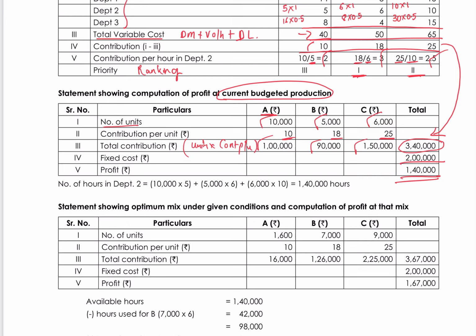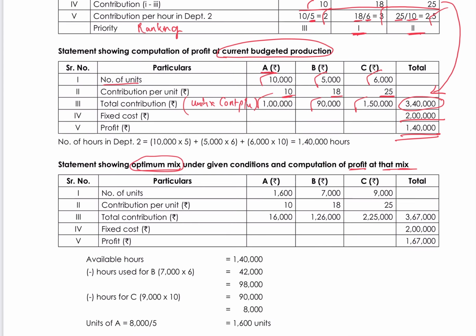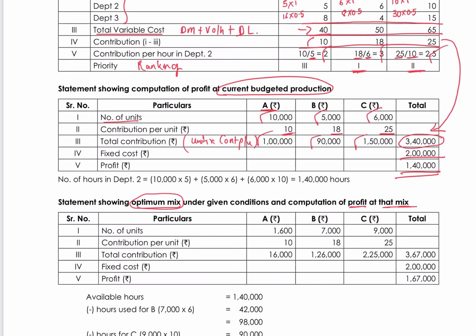Now we will find the profit we get from the profitable mix which we have ranked. So we will make the statement showing the optimum mix under the given conditions and the computation of profit of that mix. We found that we should give most priority to B, then second to C and then to A. So we will see how much production we should do for product B.